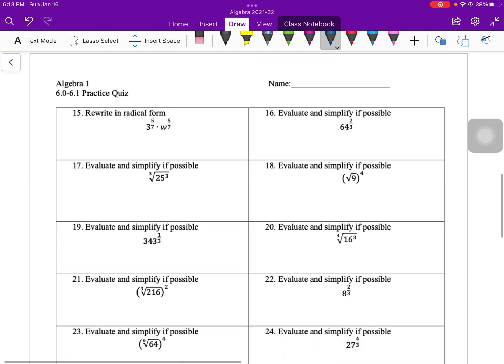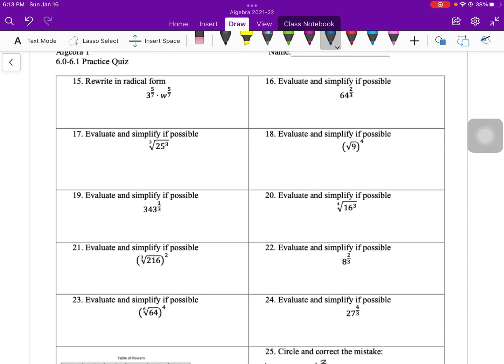All right, moving on to the second half of your review. Number 15, rewrite this one in radical form. This has 2 separate parts. So we're going to do 3 to the power over the root, and then times w. Ooh, I see what's happening here with this one. Hold on just a second. I'm going to scoot this over. You can do w to the 5/7.